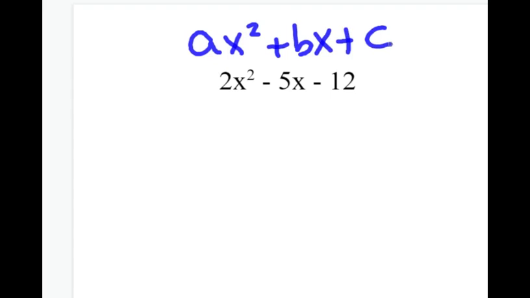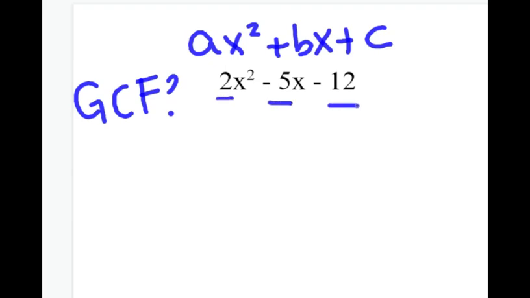Now, the first thing you have to check for always is a GCF. Now, is there a GCF? Let's take a look. 2, -5, and 12. Do they have anything in common that's bigger than a 1? Well, I don't see anything that's bigger than a 1. How about x squared? So we have x squared, x, and then nothing. So I do not see a GCF.